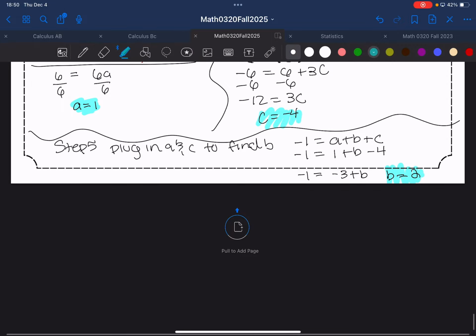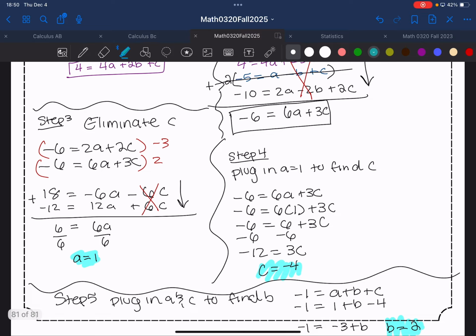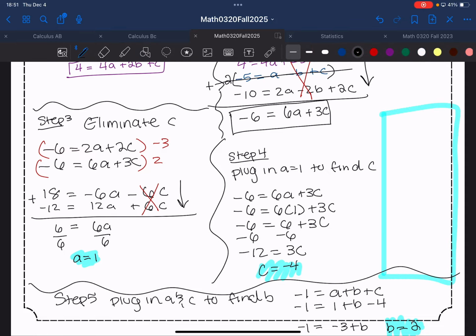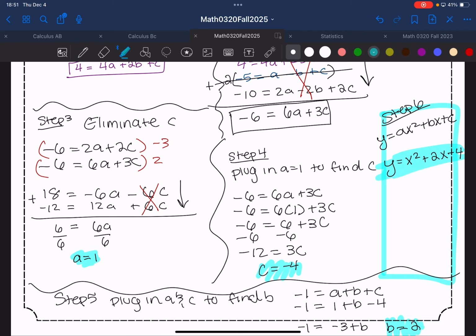So my very last step is to take all the values I found, a, b, and c, and plug them into the standard form for quadratics. So I'm going to go ahead and put my answer in this little box over here. So I had y is equal to ax squared plus bx plus c. Right, that's the standard form. This is step 6. And then I just plug them all in. So this is y is equal to 1x squared, so I just write x squared, plus 2x minus 4. That is my answer, which means if I was to graph this equation, it would pass through the points 1, negative 1, negative 1, negative 5, and 2, 4.